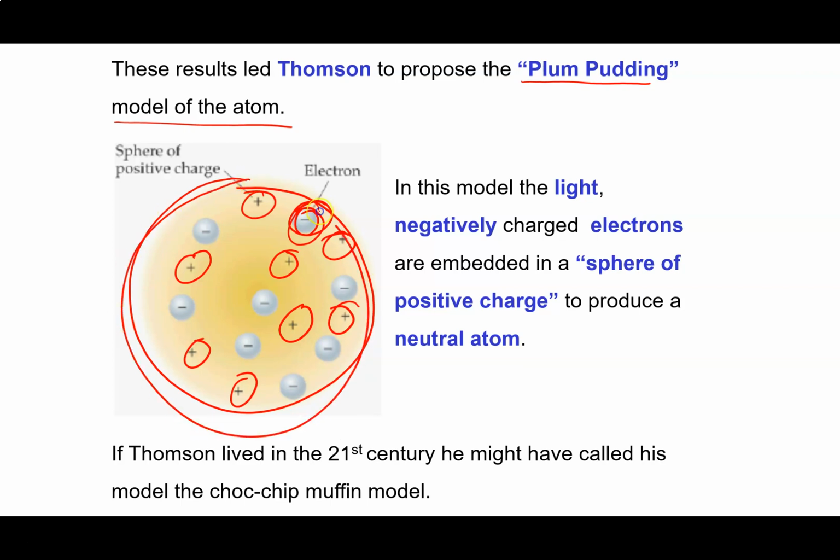There's this like doughy stuff that's positively charged, and then you put into that these small electrons. Okay, so as long as the charge on the dough is equal and opposite to the number of electrons you have, you're going to get a neutral atom. All right.